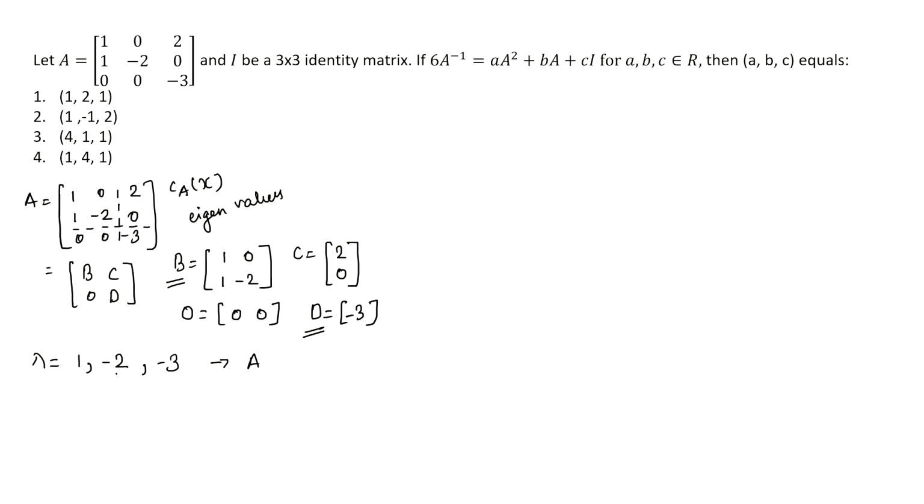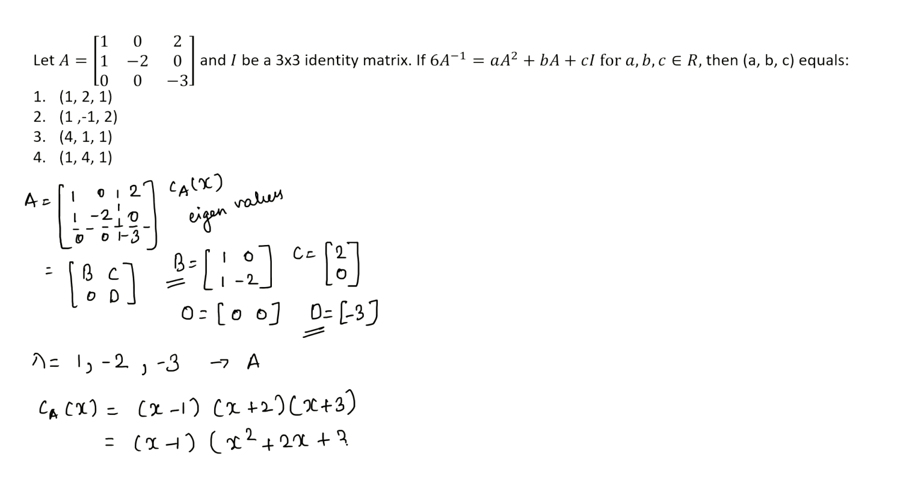And if we know the eigenvalues of the matrix A, the characteristic equation will be (x - 1)(x - (-2)), that is (x + 2), times (x - (-3)), that is (x + 3). So this is the characteristic equation of the matrix A. On simplifying, this is equal to (x - 1)(x square + 2x + 3x + 6), and on simplifying further, the characteristic polynomial of x is x cube + 4x square + x - 6. So this is the characteristic equation.